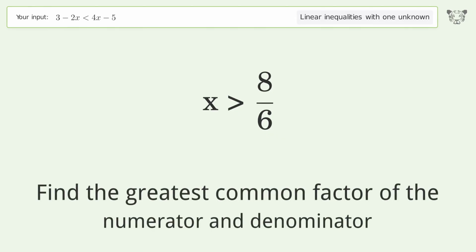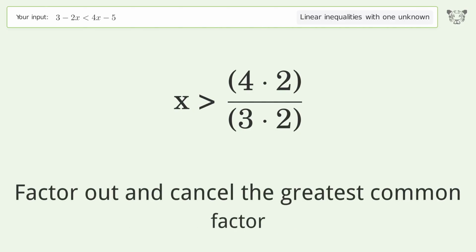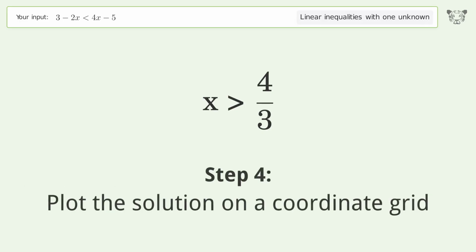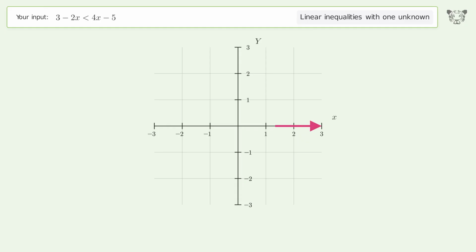Find the greatest common factor of the numerator and denominator. Factor out and cancel the greatest common factor. Plot the solution on a coordinate grid. And so the final result is x greater than 4 over 3 greater than 11 over 3.